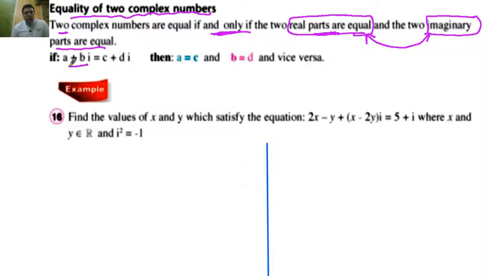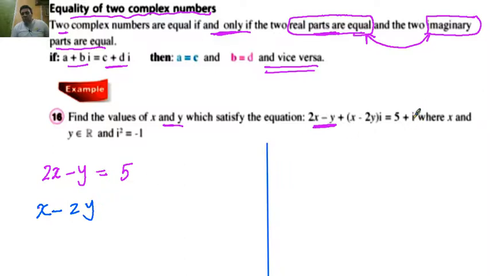If a plus bi equals c plus di, then the real part a equals the real part c, and the imaginary part b equals the imaginary part d, and vice versa. For example, find the value of x and y which satisfies the equation (2x minus y) plus (x minus 2y) i equals 5 plus i. The real part here is 2x minus y equals the real part on the right side, which is 5. The imaginary part on the left side equals x minus 2y, and the imaginary part here is 1, so x minus 2y equals 1.